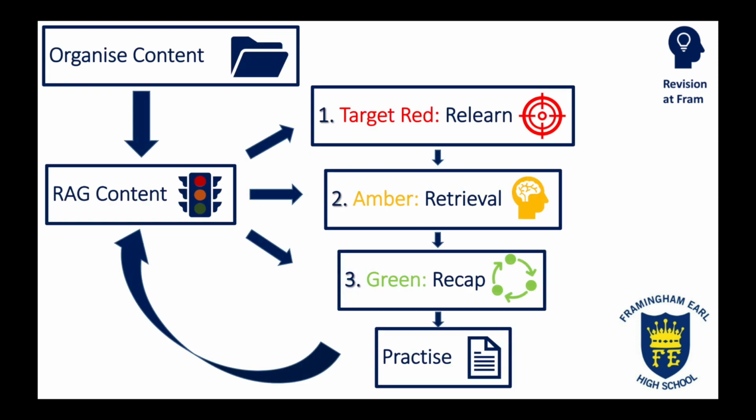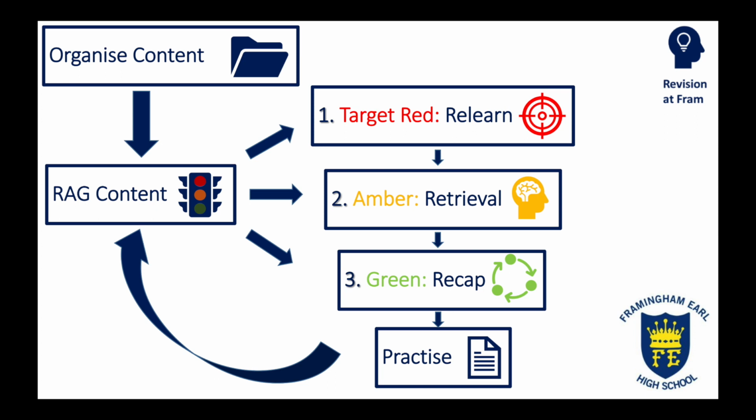Okay, so now we've got all our content organized. We know what it is that we need to cover, but we need to decide which parts we're going to start with first. So this is where ragging our content comes in. What you want to do is get a checklist and decide whether or not you want to rate each part of the course as red, amber, or green.